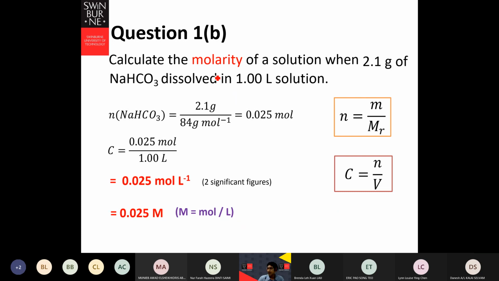Question B says to calculate the molarity of a solution when 2.1 gram of sodium bicarbonate, or sodium hydrogen carbonate, is dissolved in 1 liter of solution. It is asking us to find the molarity, moles per liter.